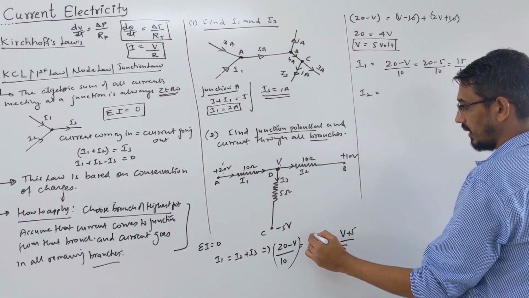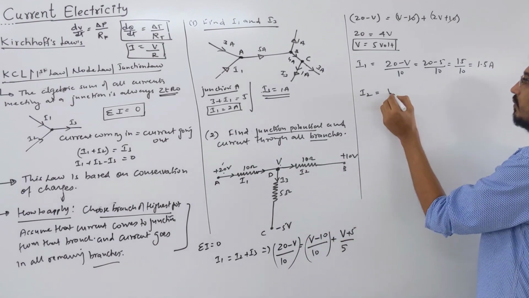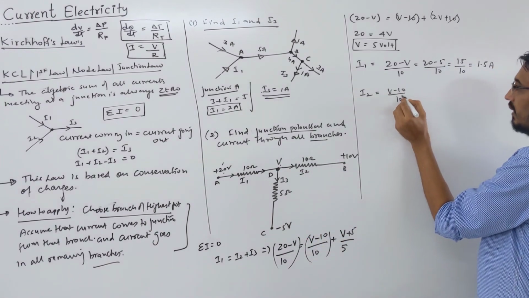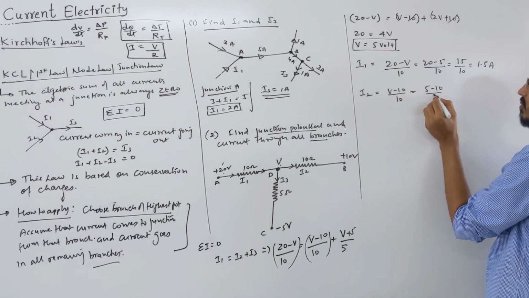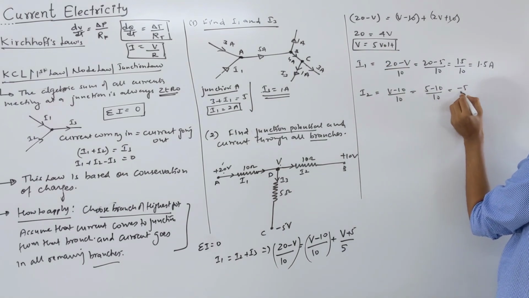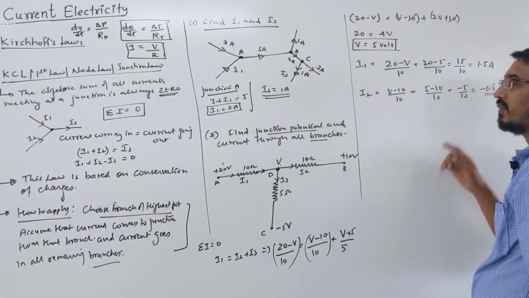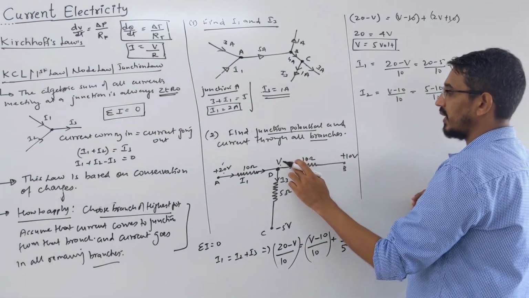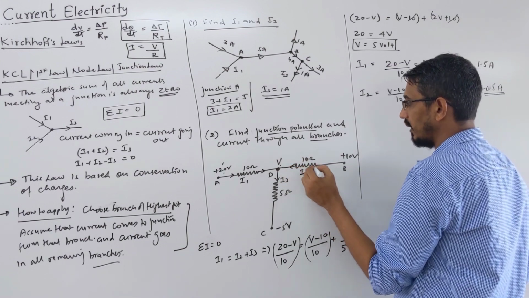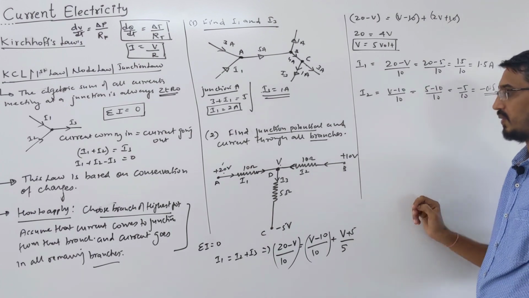Okay, what is I2 current? I2 is V minus 10 by 10. V we have calculated as 5, so 5 minus 10 by 10 gives minus 5 by 10, which means minus 0.5 ampere. Now this is important. Here we got a negative answer. A negative answer means this current is not flowing in this direction, it is flowing in that direction. First thing, you have to reverse the direction, right?